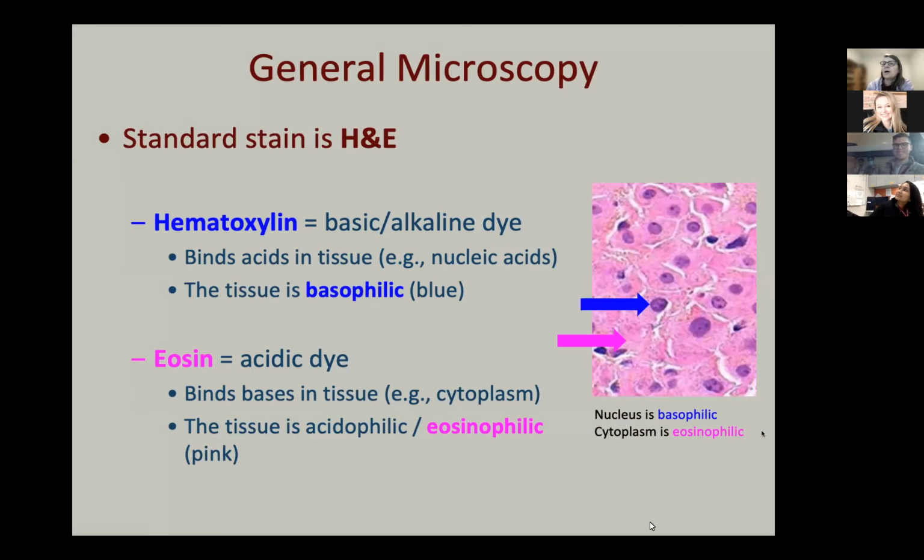And eosin is an acidic dye, which binds bases in tissues, which are generally the cytoplasmic proteins and organelles, etcetera. This dye has a pink hue. So this tissue is considered acidophilic, or eosinophilic. Eosin, again, because of the pink, the name of the dye is eosin. So basophilic versus eosinophilic are generally the two names we use to determine more bluish versus more pinkish.